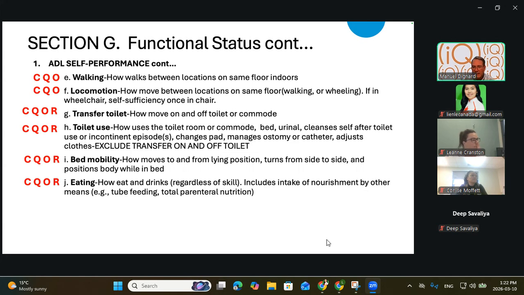So these assessments, right, they must reflect the actual performance over the last 3 days. We're not talking about capacity. And we need to make sure that we are gathering input from all the shifts, right? And we're going to document what help was actually provided, not just what was offered.